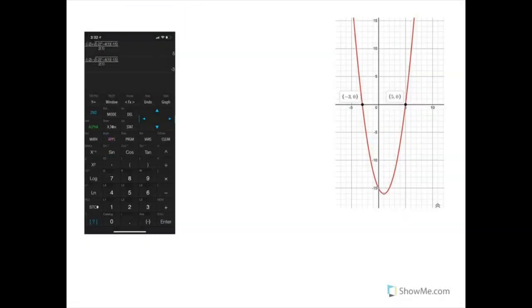So on our papers then, the values that we get here, those are the values that we got for x. So we have x is equal to 5 and x is equal to -3. So those are your solutions to this quadratic equation. Those are the roots to this quadratic equation.